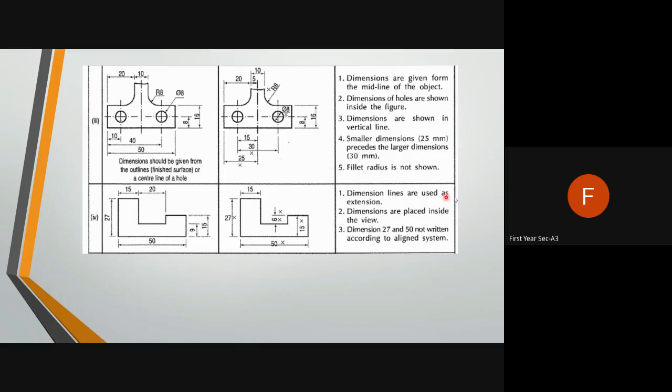Okay, dimensions are used as extension lines. Dimensions are placed inside the view, and dimension 27 and 50 not written according to alignment. 27 and 15 it is not. ये ऐसा लग रहा है कि मतलब उसी के अंदर आ गया. ये देखो यहाँ पे स्पेस रहेगा, ये थोड़ा सा एक्सटेंशन लाइन दूर आता है. ऐसा लग रहा है कि कंप्लीट ड्राइंग आ गया, इसके अंदर दिया उन्होंने, तो it is wrong. It should be shown outside.